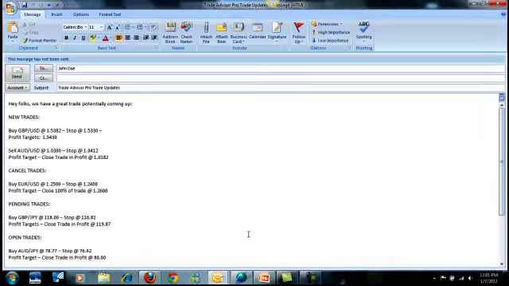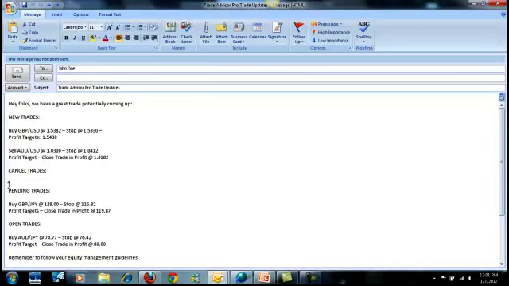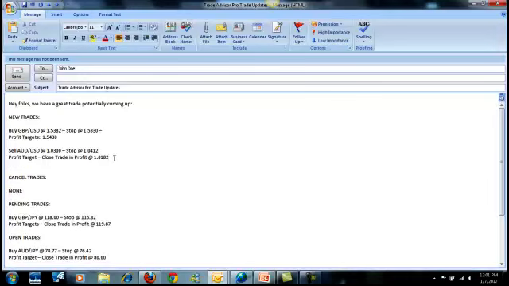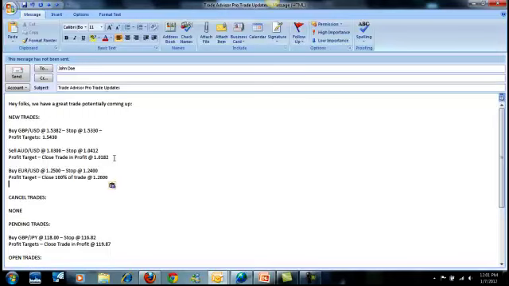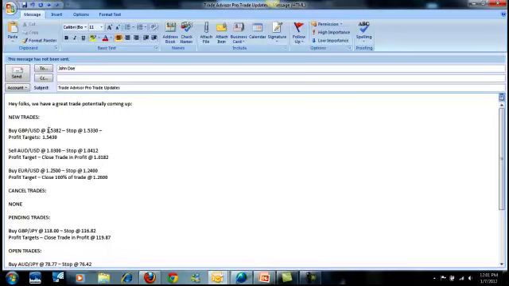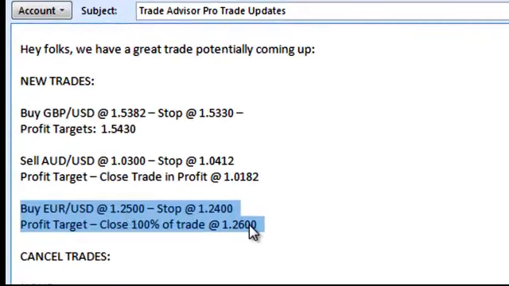So we're back to the email, the trade update that I sent you. Now let's say, for example, that I'm going to X this out and change this. I can say none. And let's say that this trade that we were sending to you, now you get a new trade update. We're saying we're going to buy the euro at 2,500.